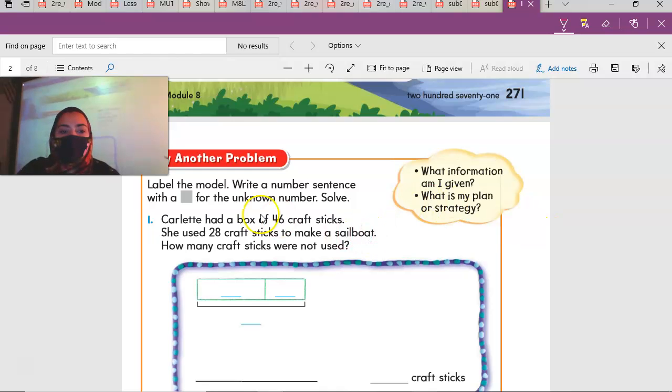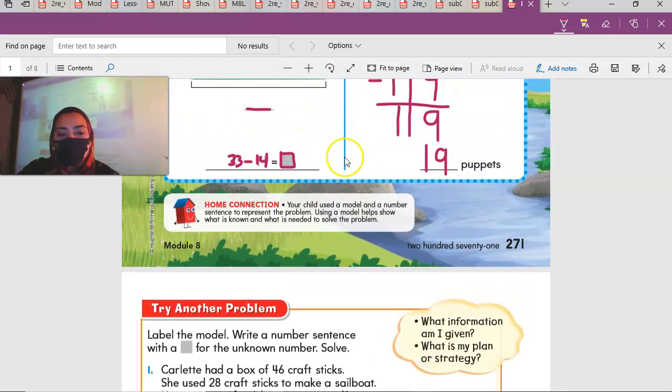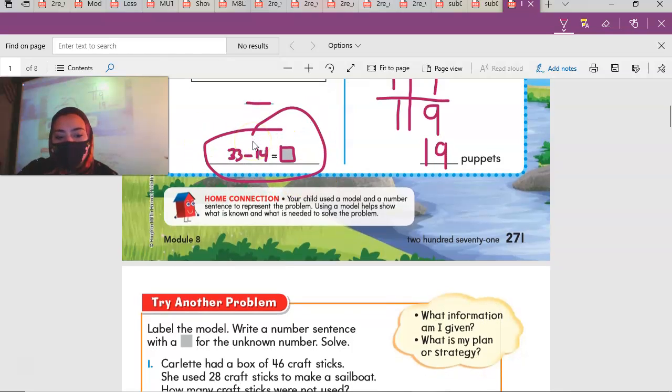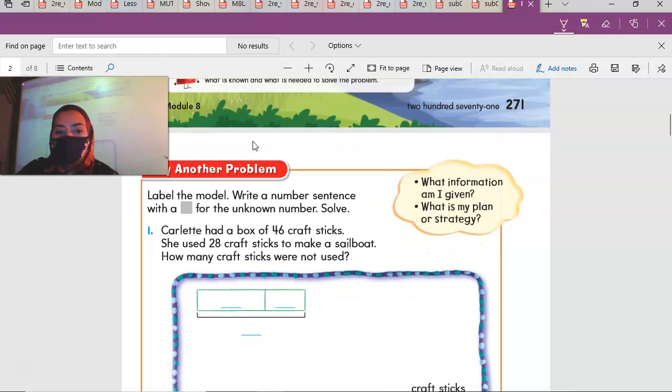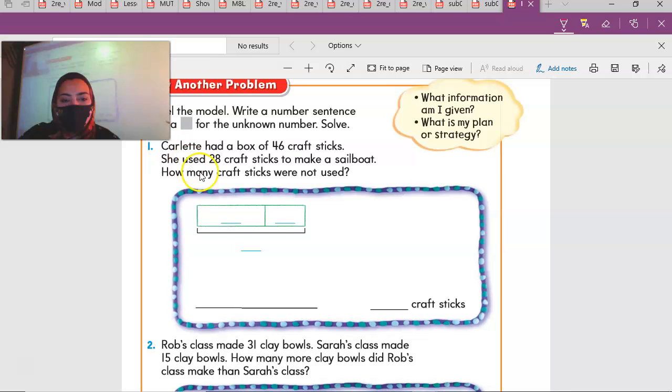Okay? Label the model, write a number sentence with an empty box for the unknown number, and then solve. This is a number sentence where you're writing what you're doing. This is called a number sentence. And draw an empty box for the number that you have to figure out what it is. Okay? Let's read the problem. Charlotte had a box of 46 craft sticks. She used 28. If you're using them, are you adding or subtracting? Subtracting. You're subtracting. Box that word. Used is a key word.